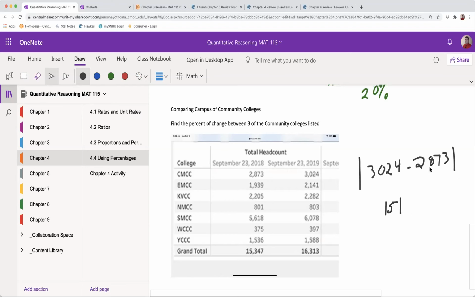And then I divide it by the original amount. So I divide that by 2873. So 151 divided by the original amount, and I get 0.053. So Central Maine went up 5.3%. So you can see other schools definitely did a little bit better than we did.